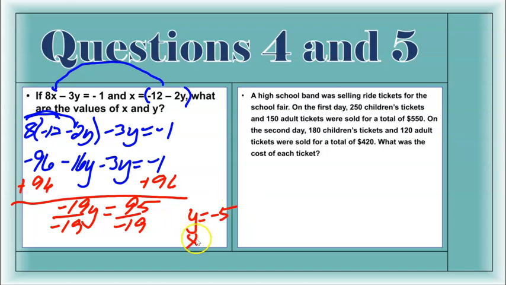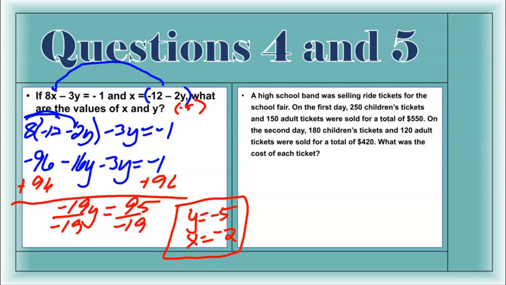To find x, I'm going to substitute negative 5 and put it into this one right here. Now, I could put it in the other one if I wanted to, but here I already have x by itself. So negative 12 minus 2 times negative 5 really means negative 12 plus 10, which will give us a negative 2. So our solutions would be x is negative 2, y is negative 5.